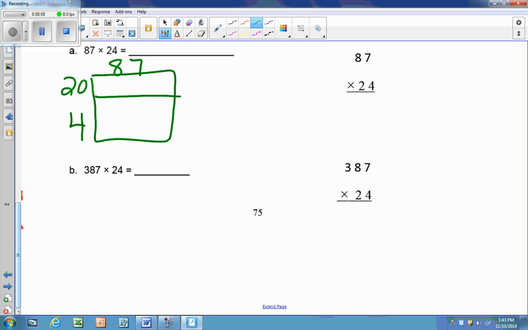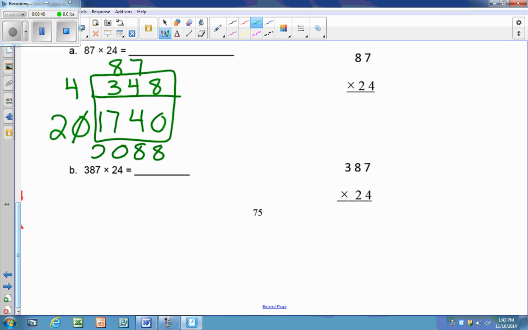I'm going to do it in the reverse order to show you that you can put the larger number on top. It still works the same. Or actually, I apologize. It won't work the same when you try to match up your rows. It will work the same if you're just trying to solve. Four times 87. Ignore my 0, put my 0 back in. 87 times 2. And when I add them up, I get 2,088.